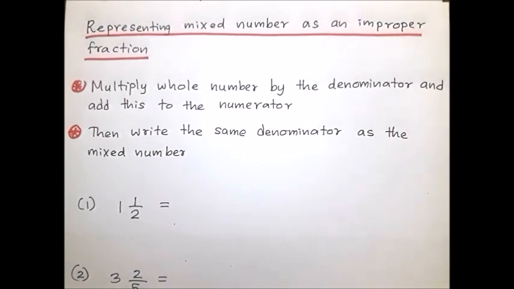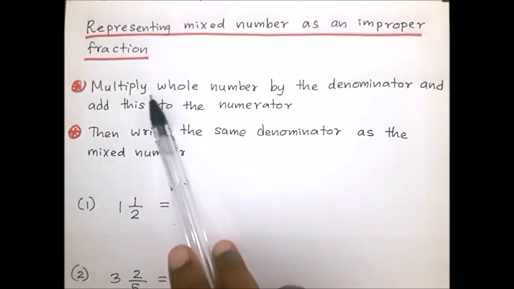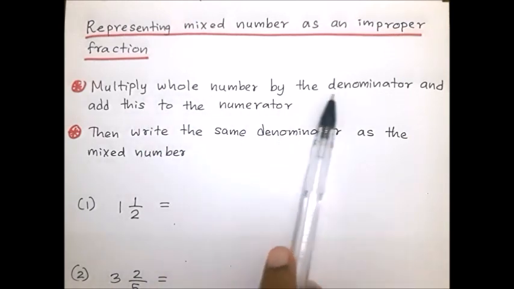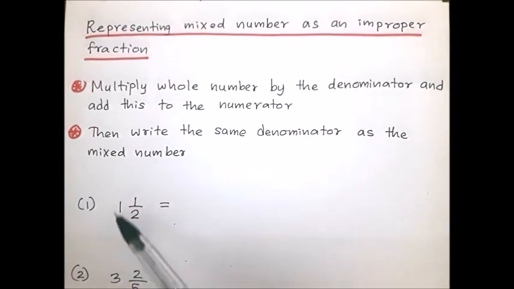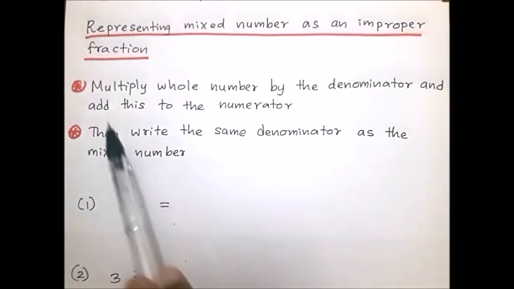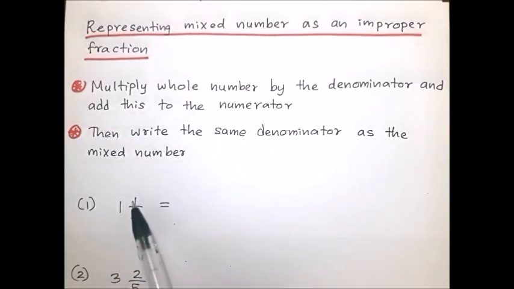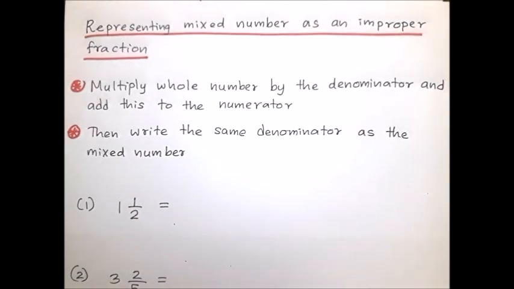Now I am going to teach you to convert mixed number into an improper fraction. Here this is a mixed number. So then I am going to convert this into an improper fraction. Look at these instructions. Multiply whole number by the denominator. Whole number is 1, denominator is 2. And add this to the numerator.